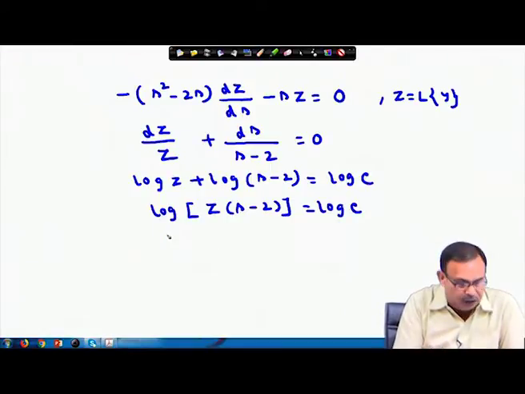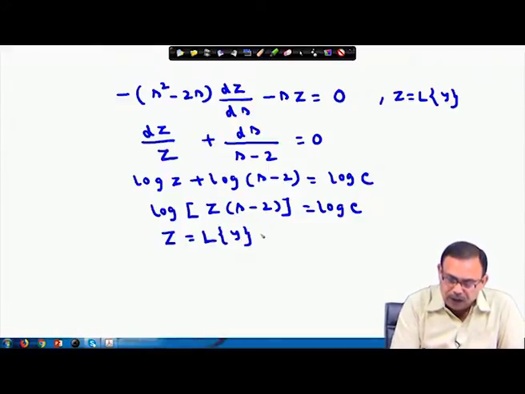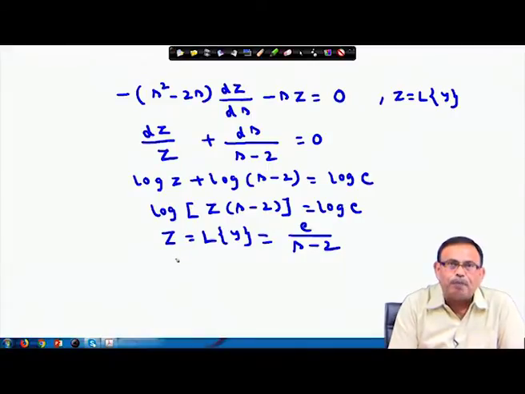And from here you can write down z equals the Laplace transform of y. So, z equals Laplace transform of y equals simply c by s minus 2. So, you have obtained z equals Laplace transform of y equals c by s minus 2. From here you can write down y equals Laplace inverse of c by s minus 2 directly.